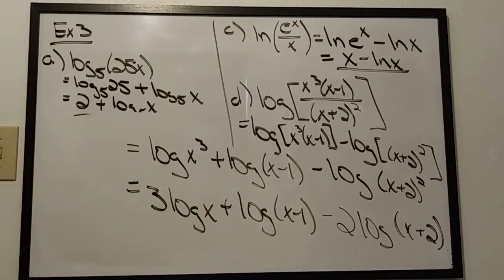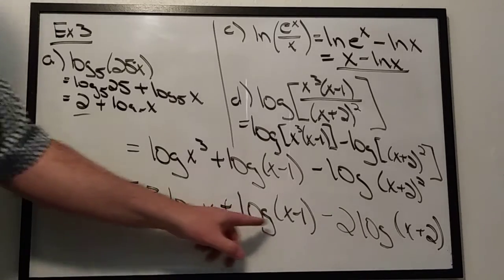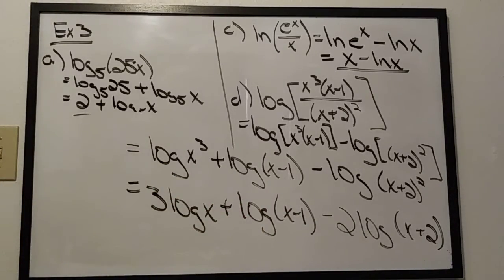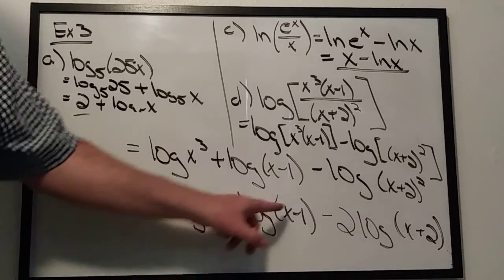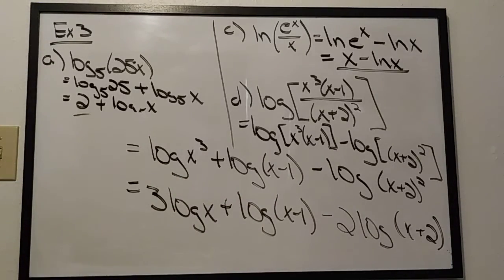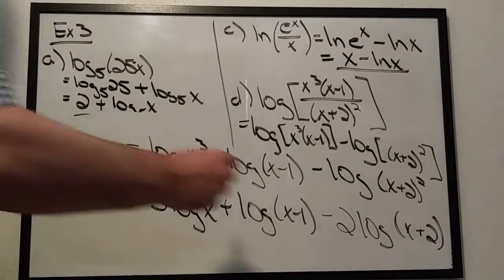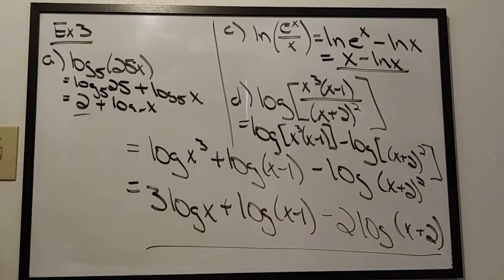Now, as you look at my last 2 logs, once again, be careful not to try to break those down further. So, one more time, I cannot distribute this log because it's the name of a function. So it's not log of x minus log of 1. That doesn't work. And it's also not going to be associated with property 6. I can't take this subtraction and rewrite it as a division because I just don't have the right number of logs associated with that subtraction. So, in fact, I'm done with this problem. So, final answer for part D, we have 3 times the log of x plus the log of the quantity x minus 1 minus 2 times the log of x plus 2.